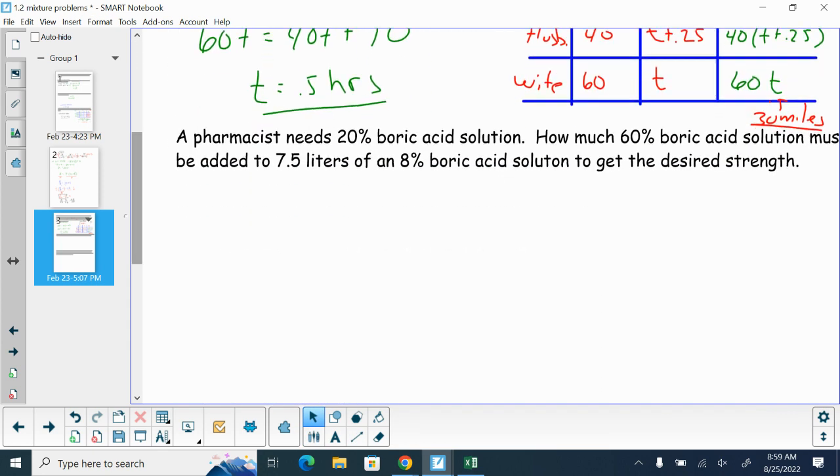A pharmacist needs a 20% boric acid solution. How much 60% boric acid solution must be added to 7.5 liters of 8% boric acid solution to get the desired strength? Okay, this is your mixture problems now.